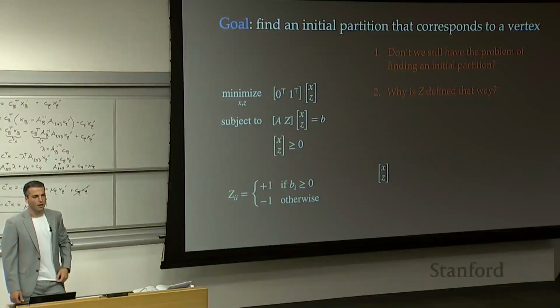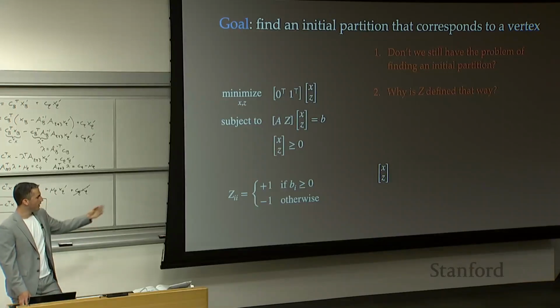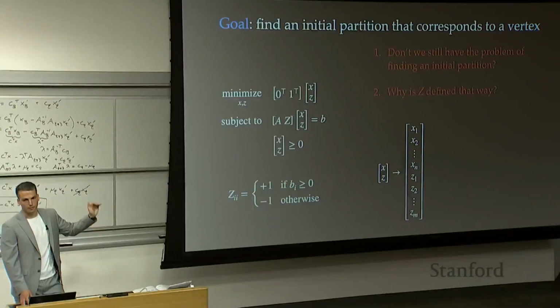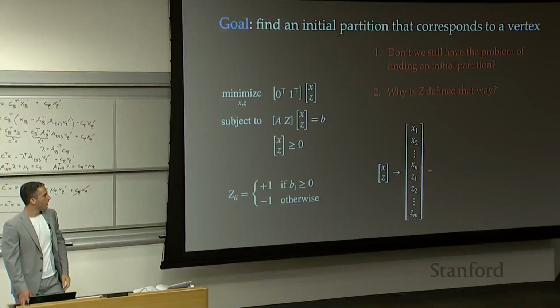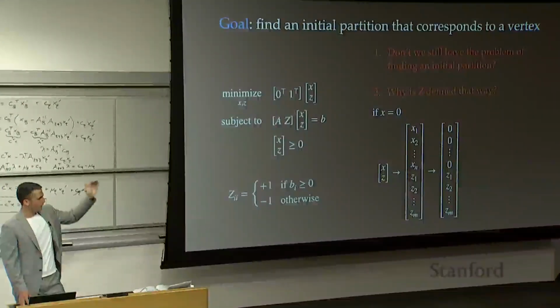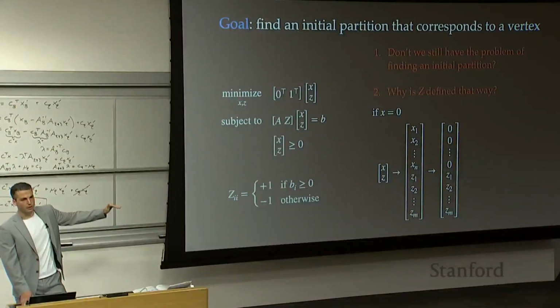How do we know an initial partition for this? Well, we can look at this stacked vector of x and z here. If we write it out, we have n components of x, those are our n variables, and then we have m z variables here. So in the case where x is equal to 0, notice what we have here. We have all zeros for x components, and then we have our z variables. Now this is actually a valid partition to the problem.